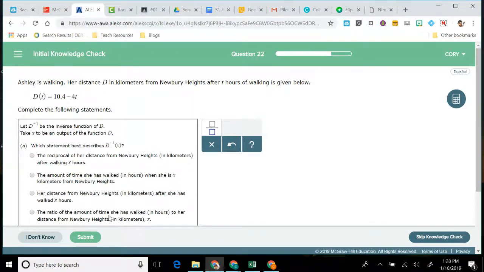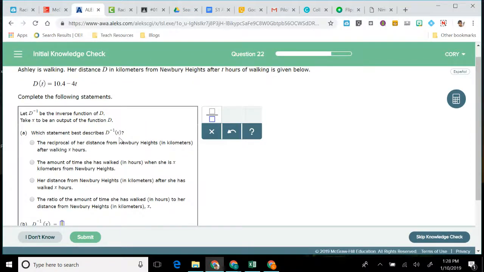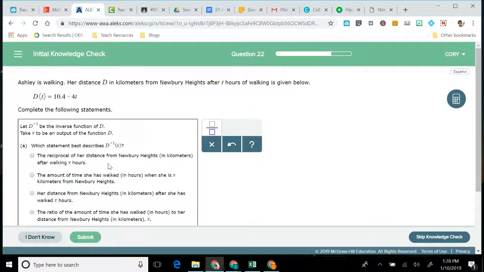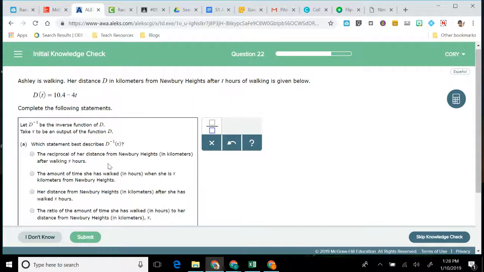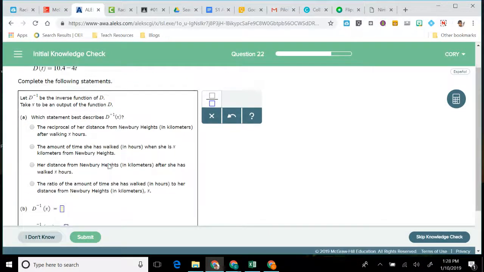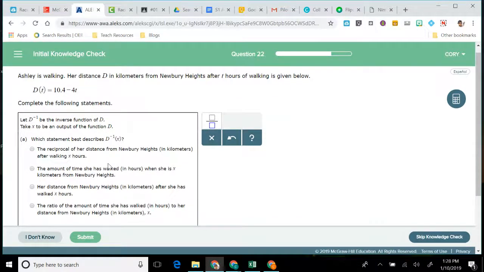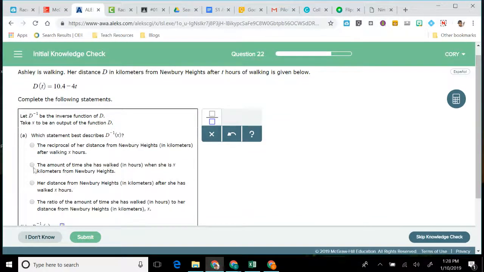All right, so distance after time, it's a function. Ooh, it's an inverse of the function. So how do you do inverses? Inverses, you flip around the output and the input. So if we're walking distance over time, then it'll be the amount of time as your walking distance. I think it's this one.